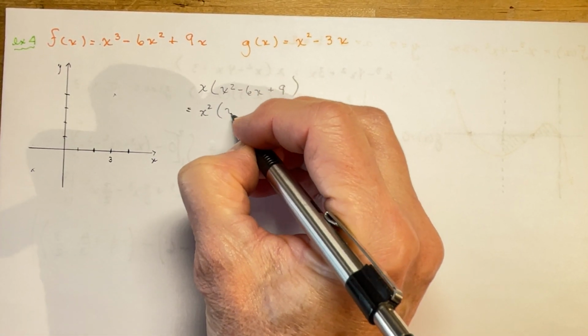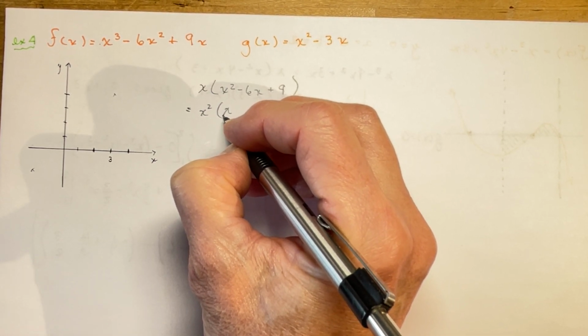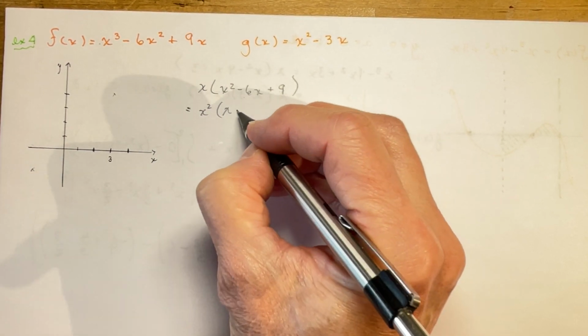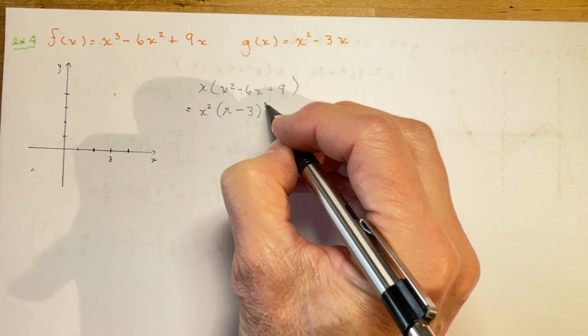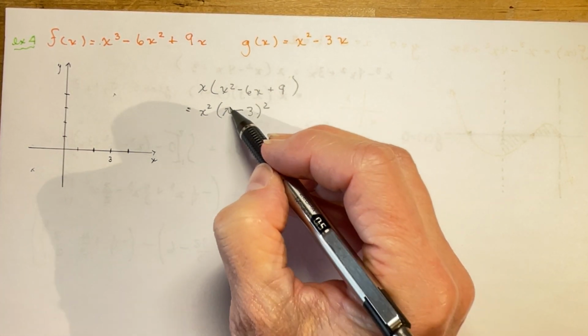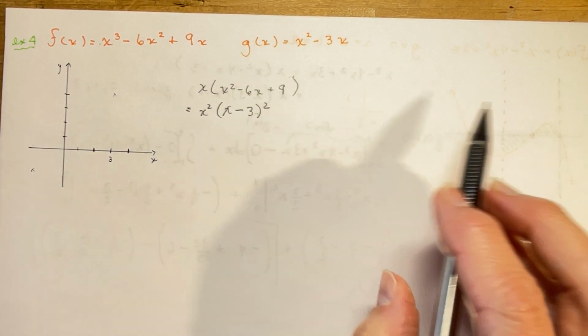So I have x, what multiplies to 9 and adds to negative 6? So it's minus 3, minus 3. So it's x minus 3 squared, right? Squared, twice the product, squared. So that means I have a double root at 3, and I think you probably remember what that means.